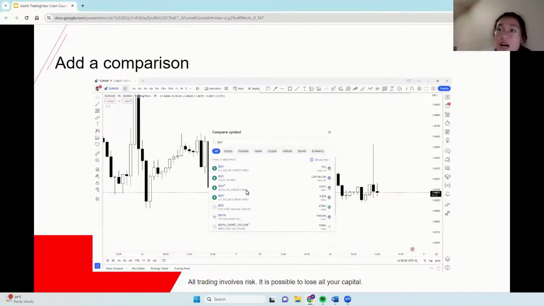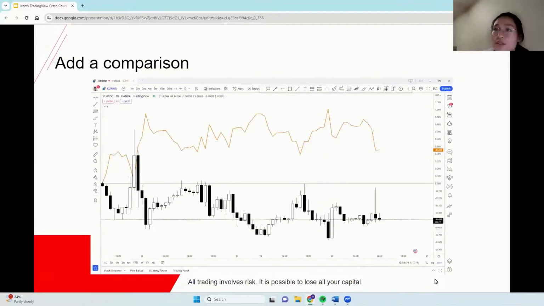For a comparison, to do this, you basically just click on the plus sign and you can compare any symbol. And this is really helpful for correlation. So I'll talk a little bit about that later. But basically, for correlation, it just allows you to analyze another similar stock or currency in relation to the one that you're looking at. So I'll go a bit more in depth in a bit.